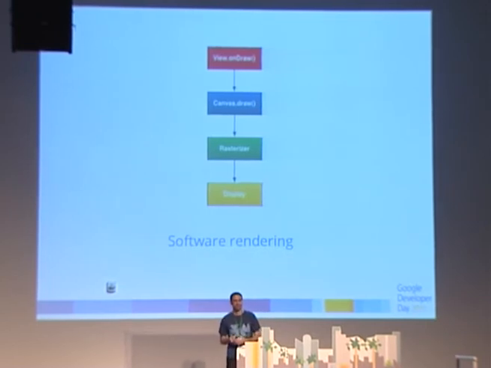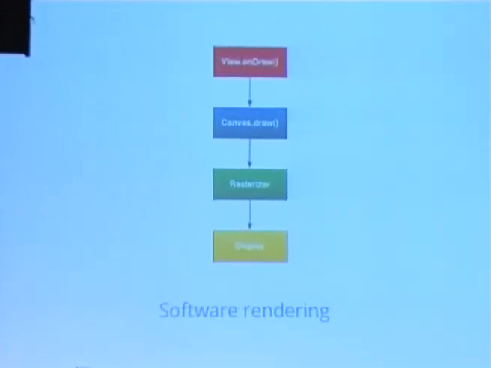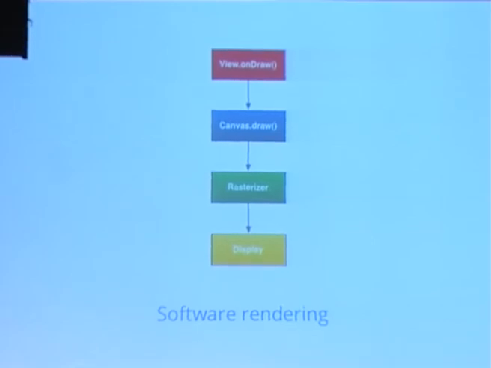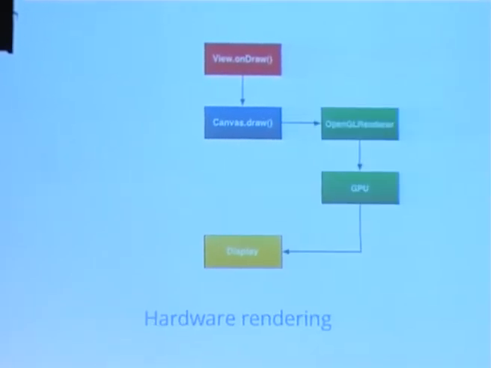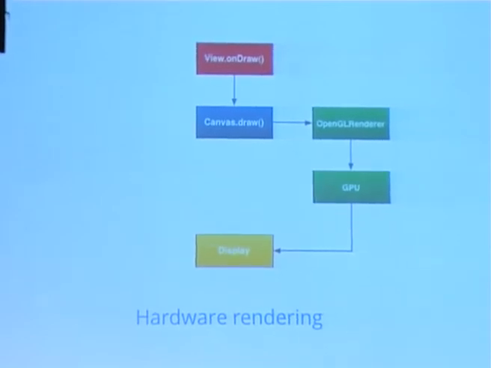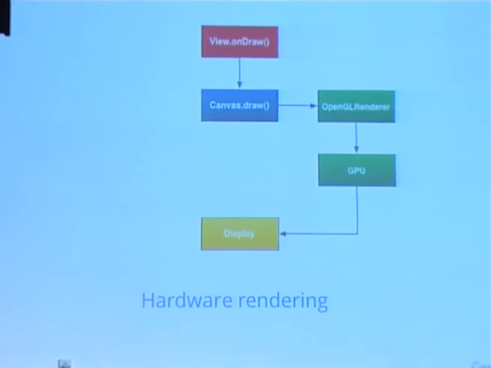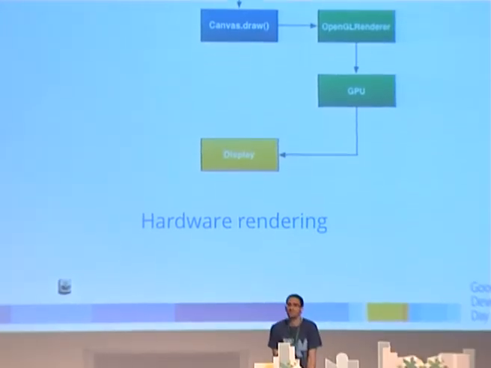Whereas in software rendering, we had a pipeline that looked like this. You draw the view, it draws the canvas, it gets rasterized and displayed. Now with the GPU, it goes to the OpenGL renderer. Even for the UI of the devices on Honeycomb and Ice Cream Sandwich, it goes to the OpenGL renderer first, through the GPU, and then down to the display. And that gives us two really good distinct advantages, even on top of that memory copying speed.